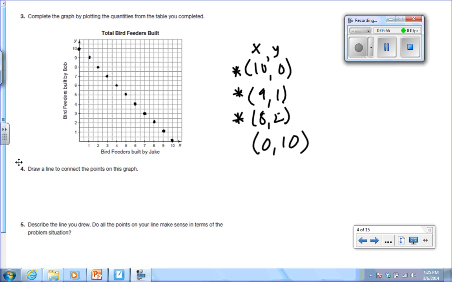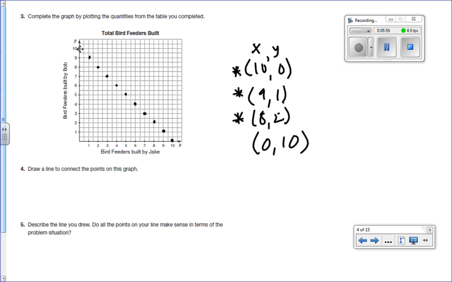The next part says to draw a line connecting the points on this graph. So we're going to start here. We're going to draw a line. I can't use a ruler on this computer, so I'm going to try my very best to make it as straight of a line as I possibly can without a ruler. You should be using a ruler when you're connecting these points.